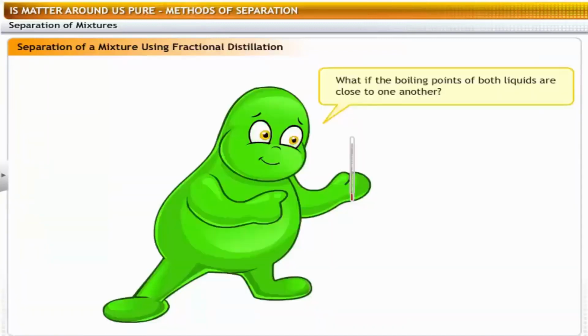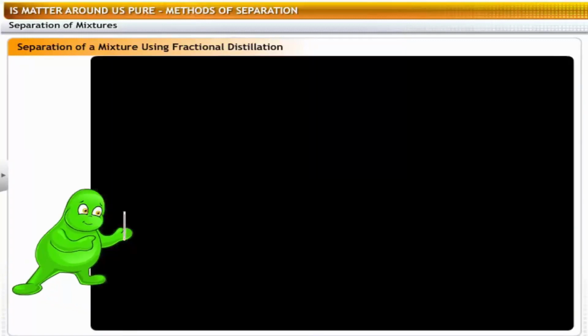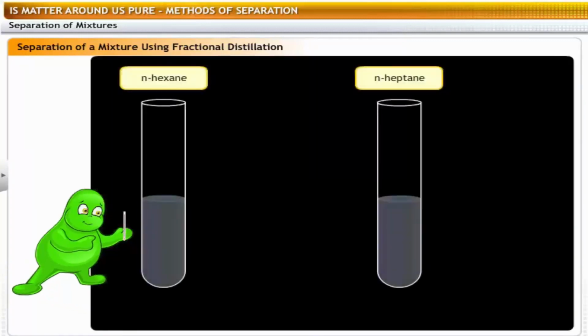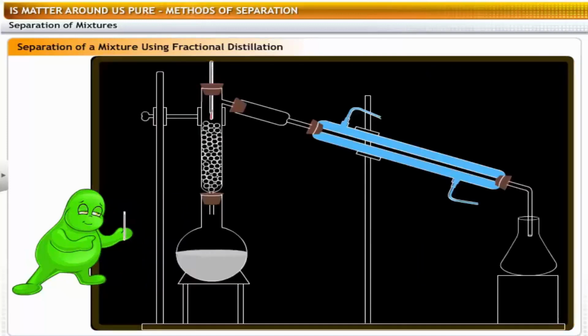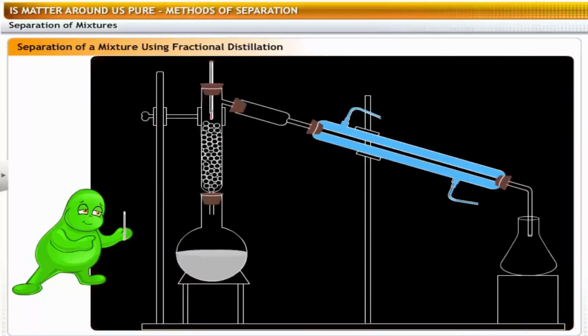What if the boiling points of both liquids are close to one another? In case the difference in the boiling points of the liquids is less than 25 Kelvin, you can use the fractional distillation method. Let's take an example of two such liquids, n-hexane and n-heptane. As you can see in the diagram, the apparatus is almost the same as used in distillation.